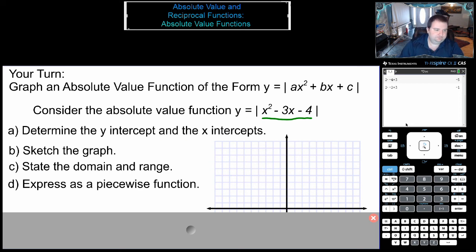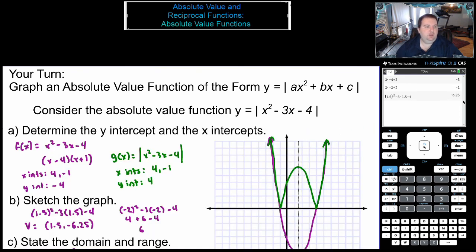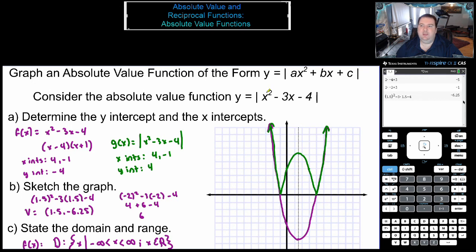See you soon. Okay, welcome back. We have the solution for you. So the first thing we were doing is taking this function and splitting it into two. So we have our f of x, the normal function, and g of x, that function inside our absolute value expression. Now this x squared minus 3x minus 4, you can factor into x minus 4 and x plus 1. That's going to give you two x-intercepts, 4 and -1.